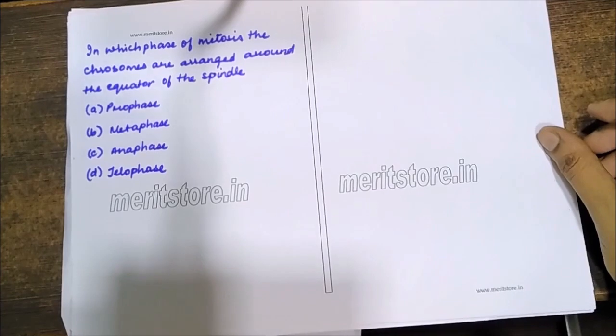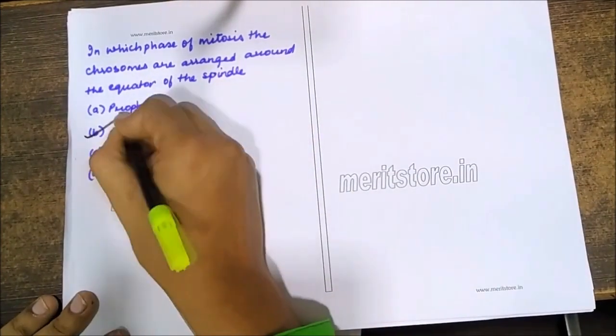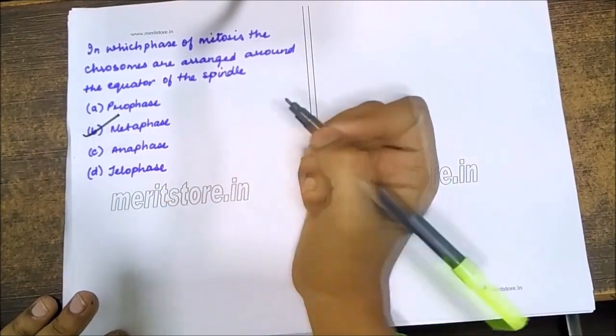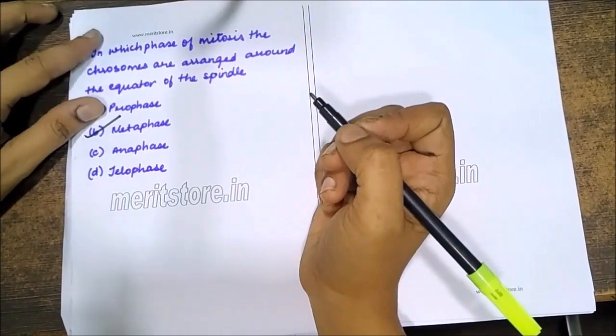in which phase of mitosis the chromosomes are arranged at the equator of spindle? Answer is metaphase, where the ideogram and the morphology of the chromosomes can be studied best. Next question.